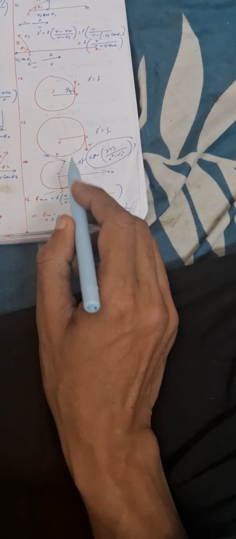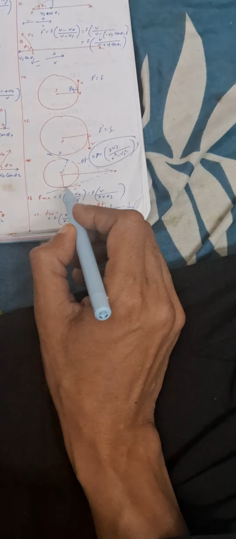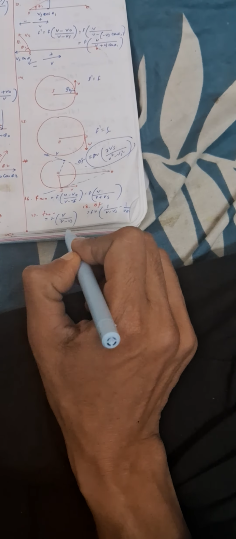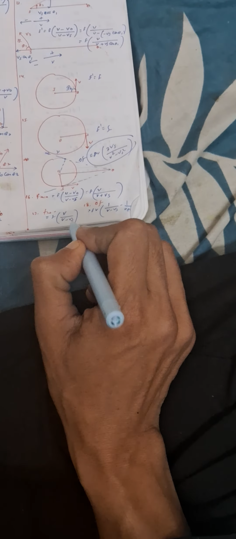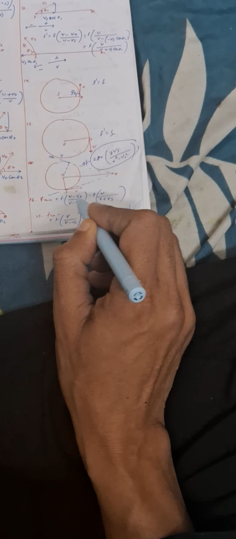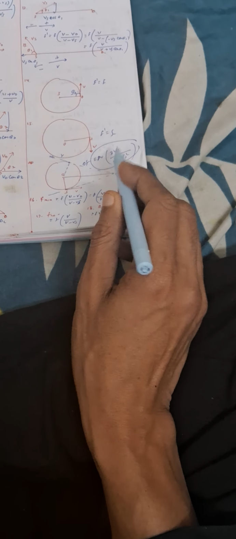Now the maximum frequency will be at the point S, which is directed tangentially towards O. So the frequency will be f v/(v − vs). If we take the difference of frequencies, we get this expression as the difference in frequencies.